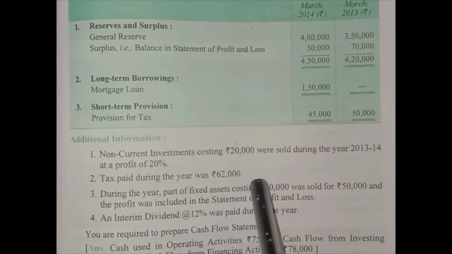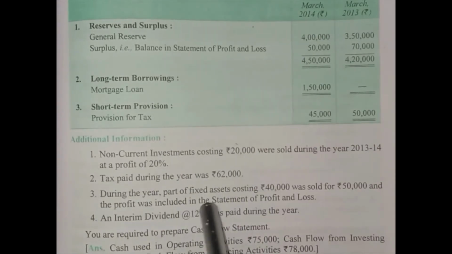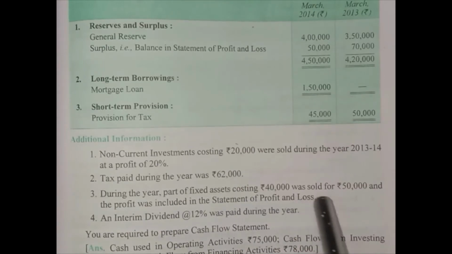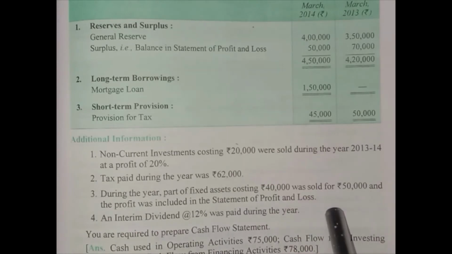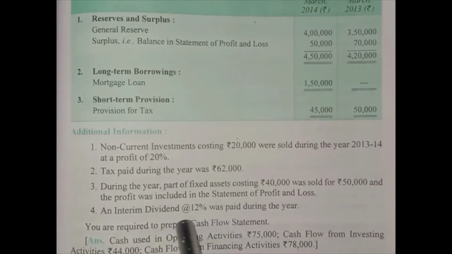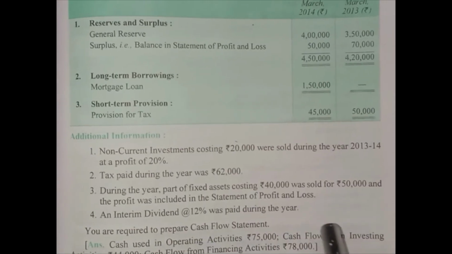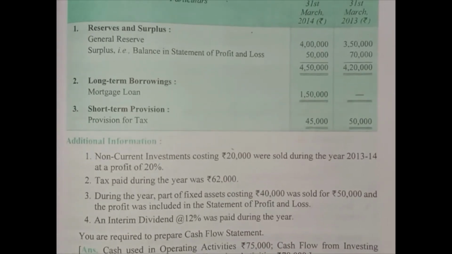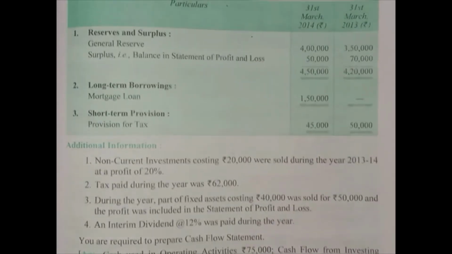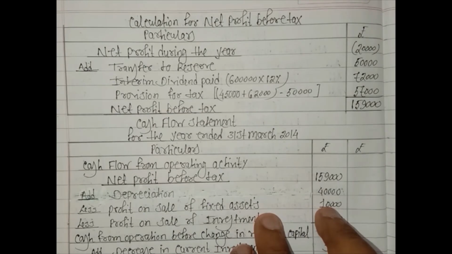Tax paid during the year is 62,000, and during the year part of the fixed asset costing rupees 40,000 was sold for rupees 50,000, and the profit was included in the statement of P&L account. With that, an interim dividend of 12% was paid during the year. So you are required to prepare a cash flow statement. So these are the information. On the basis of that, we have to prepare the cash flow statement. Now see the solution part. Let's see the solution of this problem.